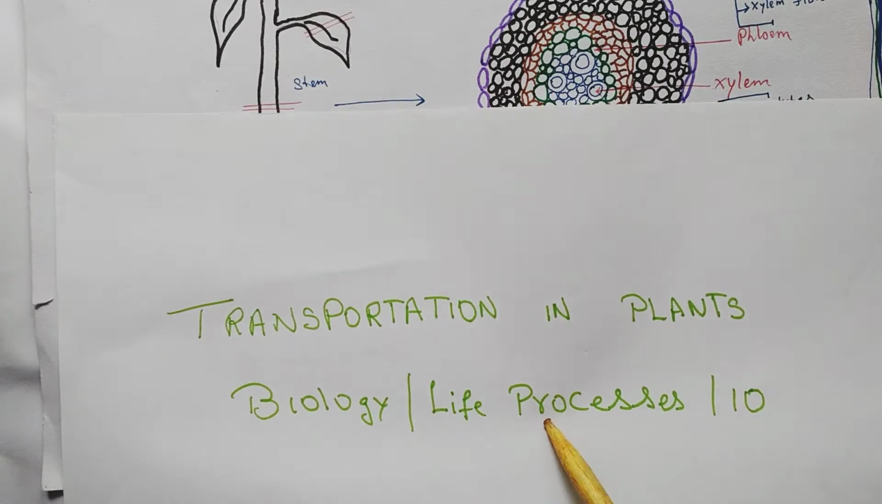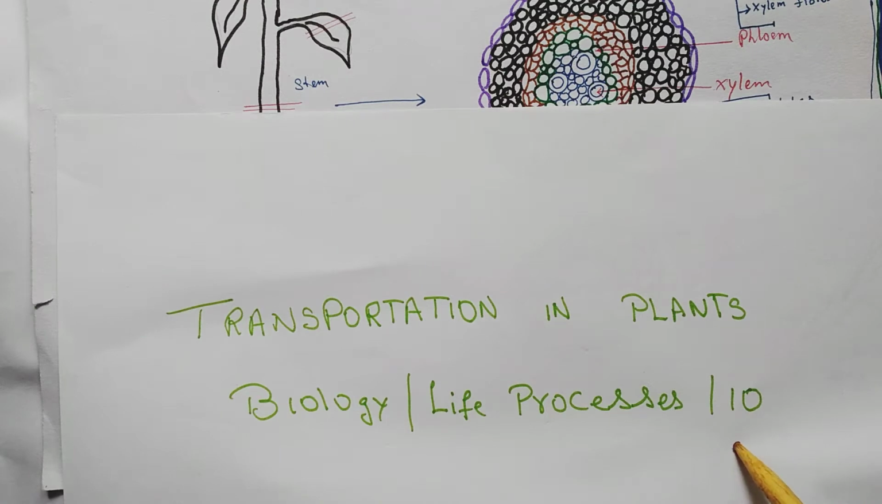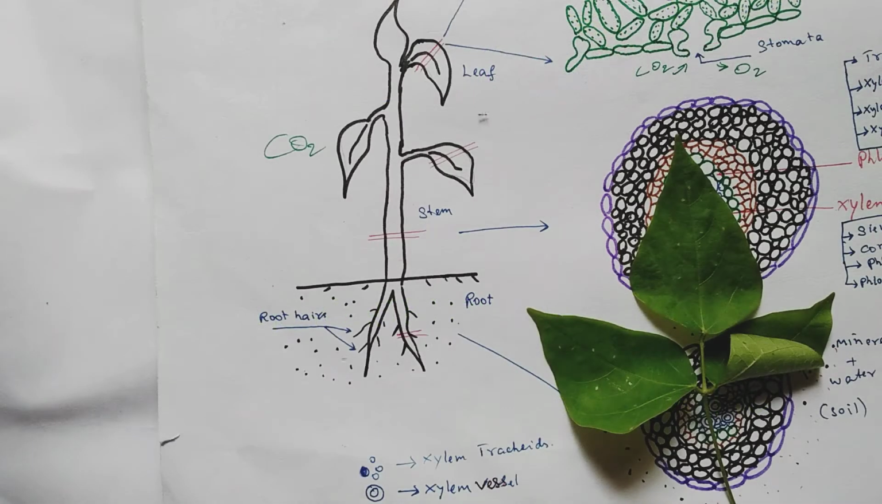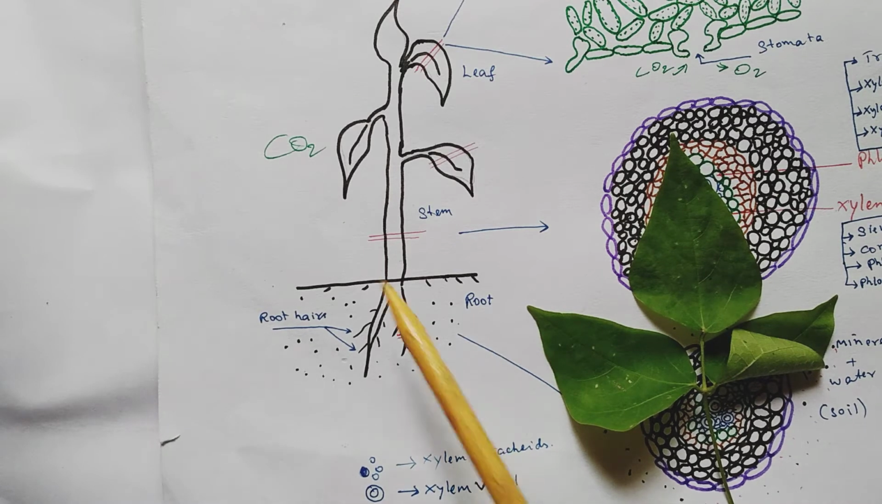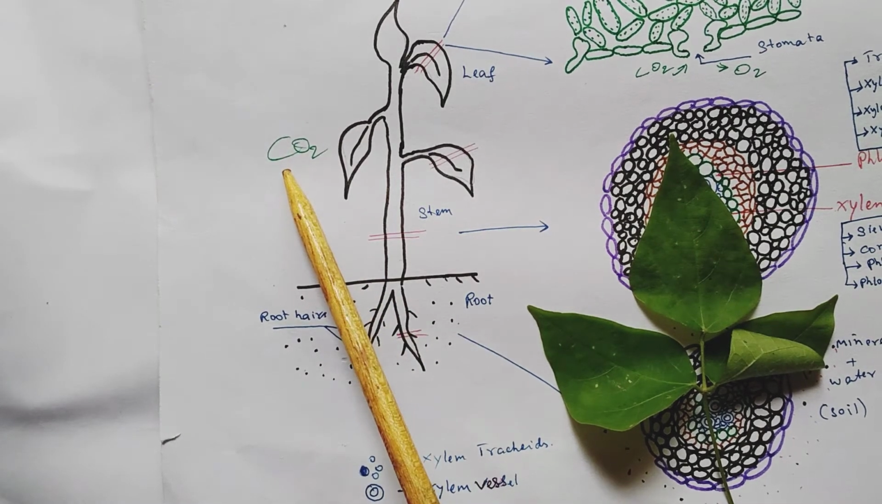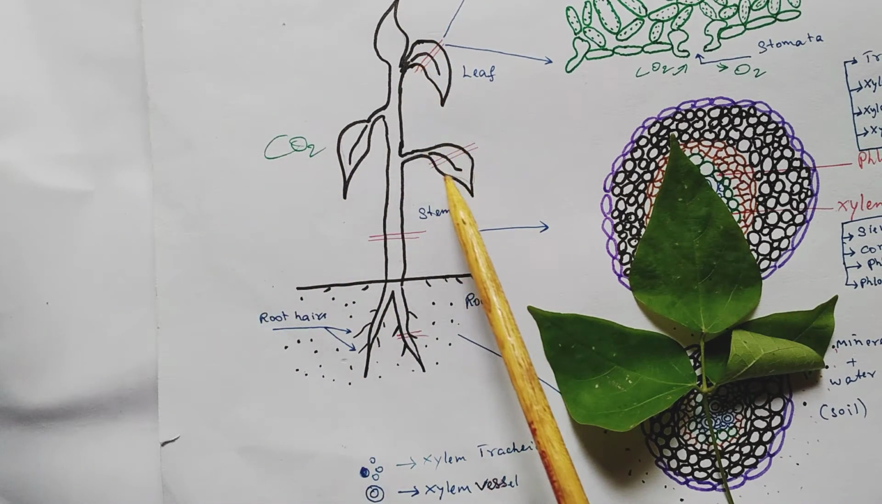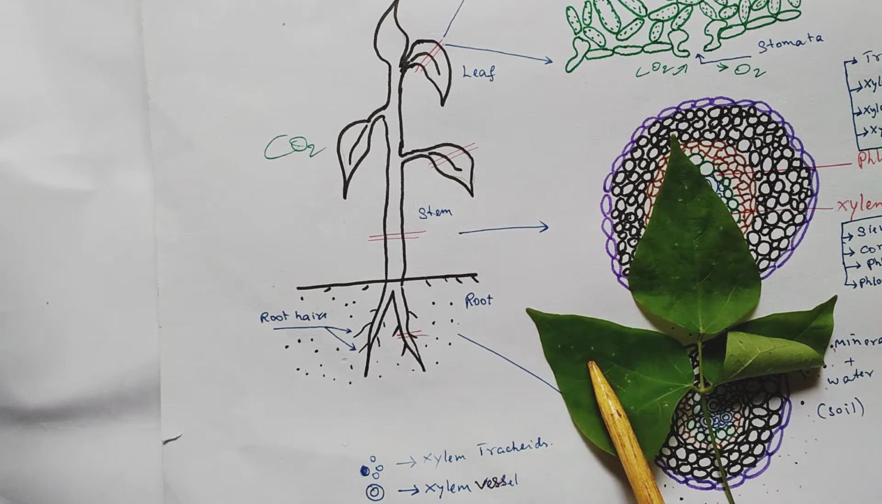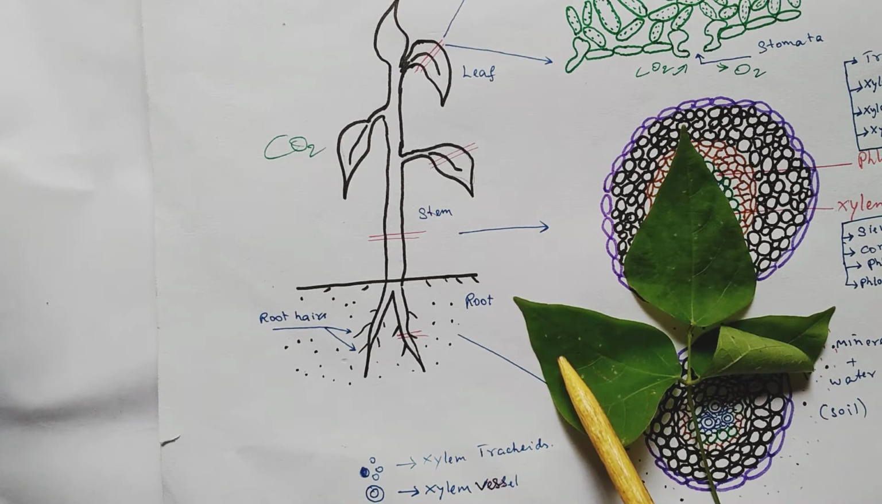This topic, transportation in plants, is part of a big chapter, life processes, in biology textbooks. And we know that plants manufacture their own food in the leaves by using water from the soil and CO2, or carbon dioxide, from the air. The food that they make in the leaf will not be stored in the leaf. It has to be moved out from the leaf. Otherwise, the leaf would become very thick and it would not be sustainable.